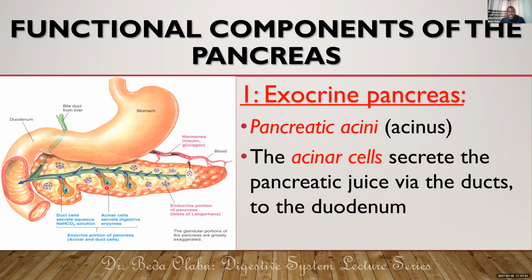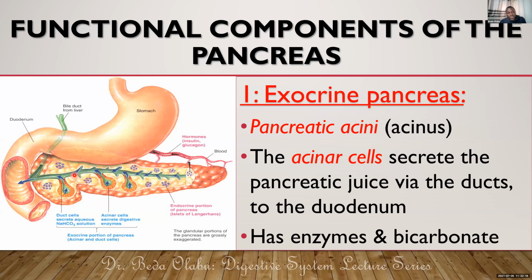The acini contain the acinar cells which secrete pancreatic juice, releasing into the ducts, which then join to form the main pancreatic duct, which takes pancreatic juice all the way to the duodenum, opening together with the common bile duct, as you can see in this image, at the ampulla of Vater. The pancreatic juice contains digestive enzymes as well as bicarbonate again.